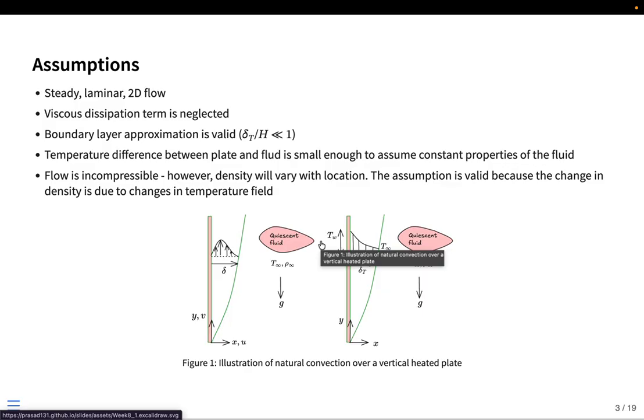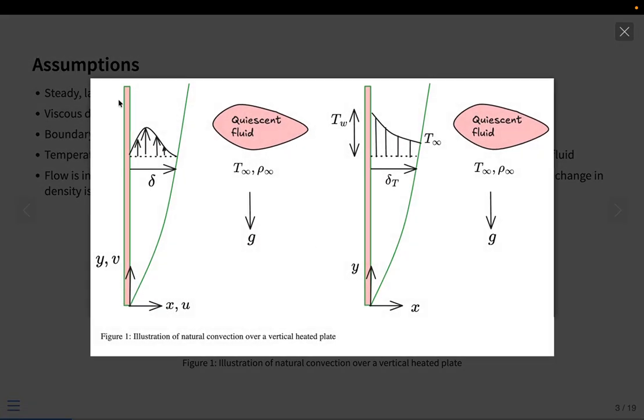As before, we are considering the following assumptions. Let's say this is a plate at a constant temperature. We'll have the temperature boundary layer, and this is the velocity boundary layer that is forming. The major assumption we are considering here is that the surrounding fluid is quiescent, which essentially means there is no bulk motion in the surrounding fluid. It's like the entire ambient is stationary, which is reasonable under certain conditions and not so reasonable under others.